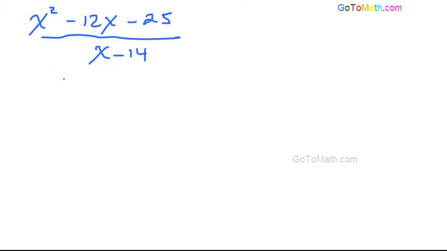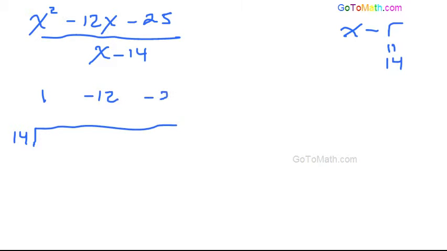Alright. Got to get that written down. And if you didn't get it, I'm going to write it down again. So we have x squared minus 12x minus 25, and that's going to be all over x minus 14. Okay, so as you can see here, this is in the form of x minus r, where r is going to be equal to 14. Alright, so we're going to say 14. Okay, then we're going to write the coefficients up here. So we have 1, negative 12, negative 25.